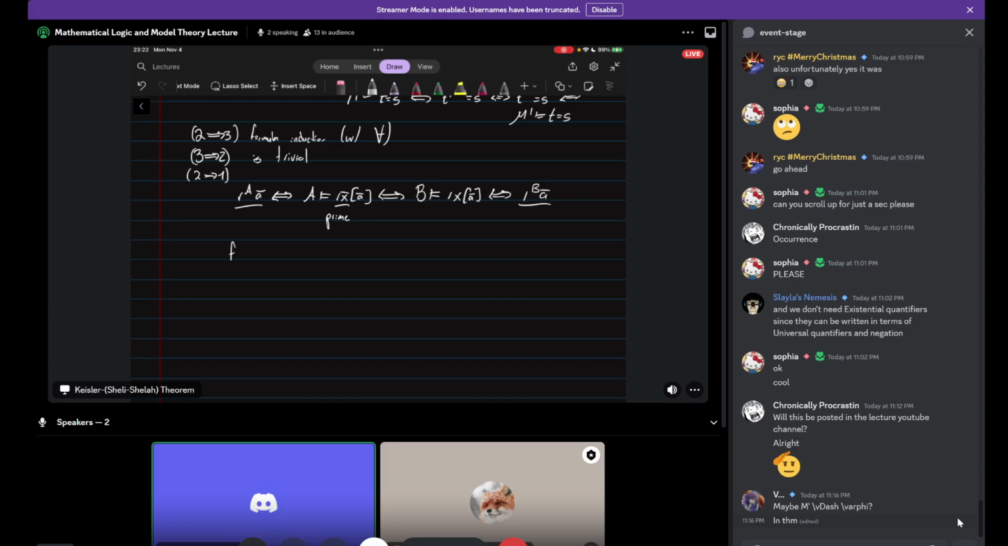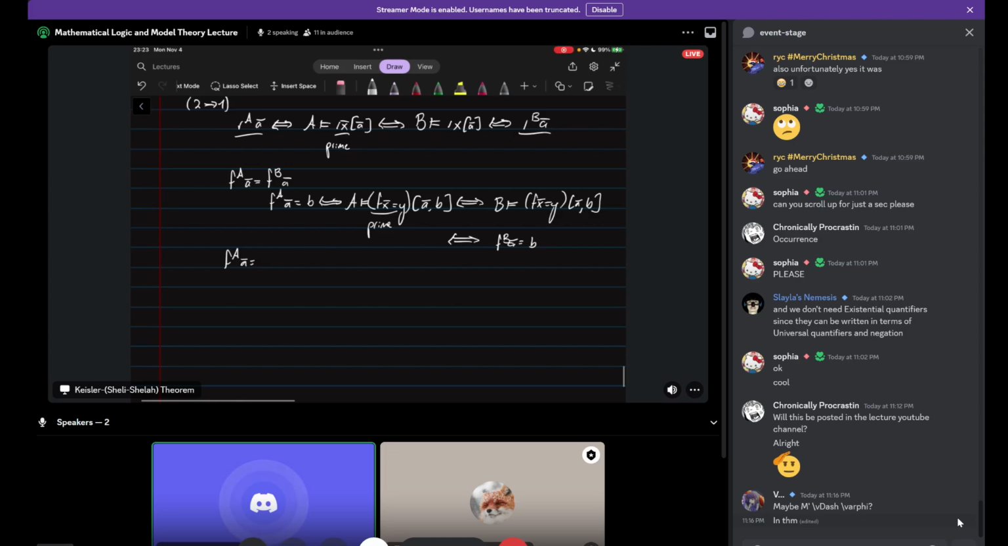And what we also want to prove is that f of A is equal to f of B of A, right? So we know that f of A is equal to B if and only if A satisfies f of x is equal to y, right? This I'll put in parentheses, A, B. If and only if, because this is prime, B satisfies f of x equals y, A, B. Which is if and only if fb of A is equal to B. So we get that f of A is equal to f of B, A. Which concludes the proof.